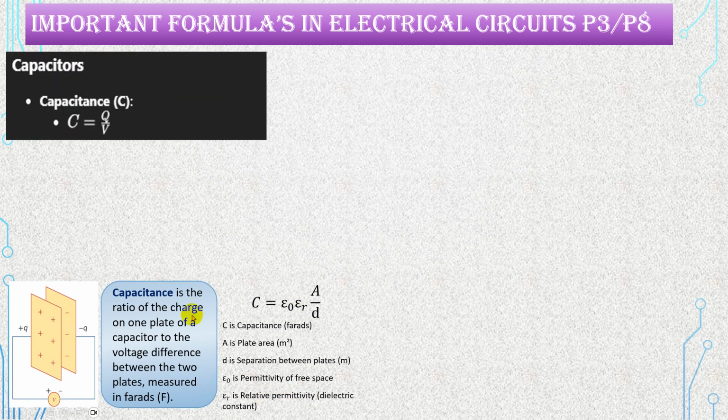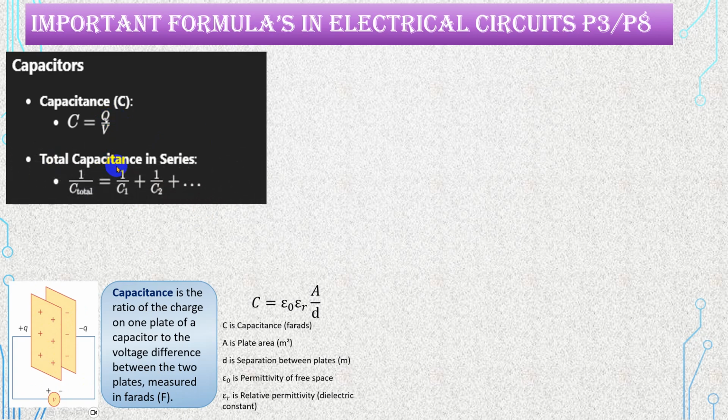So we know the equation as per the definition: C is equal to the charge accumulated on one of its plates, divided by the voltage difference, right? The voltage applied, or the difference, between these two plates.